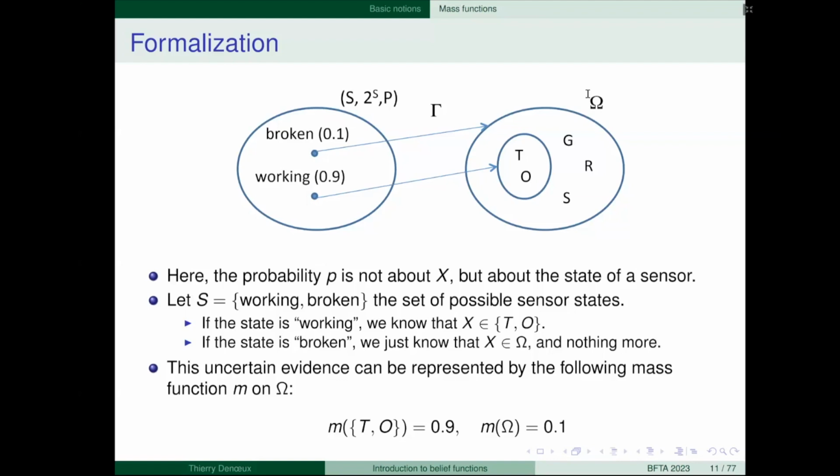So we can represent this information by a mass function that will assign a mass 0.9 to the image here of working. You see, these probabilities are carried from S to the power set of omega. So the 0.9 probability is transferred to the set {T, O}, and not specifically to T or O, just to the set. So here I have a probability that is assigned to a set, and it cannot be split. It cannot be distributed inside that set. And the mass on omega is 0.1, so this is a mass on broken, which is transferred to omega.